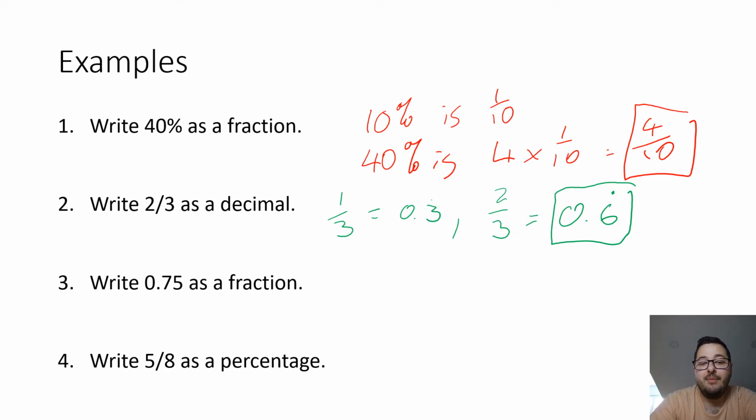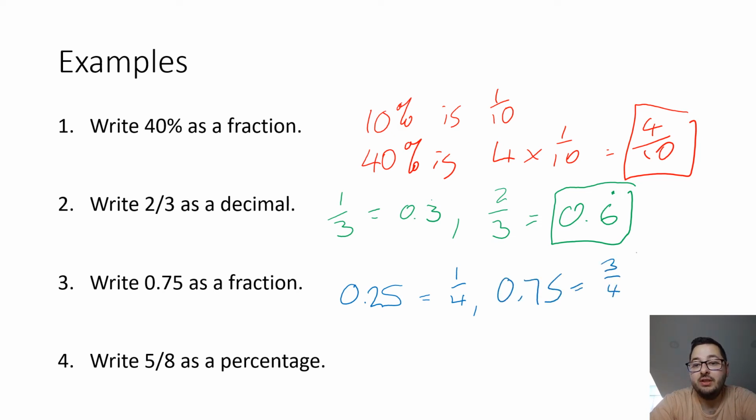Okay, number 3, write 0.75 as a fraction. Well, you might remember that 0.25 is the same as a quarter. So to get to 0.75, you times it by 3. So 0.75 is 3/4. Okay, so just imagine, maybe if you took a screenshot, just imagine you've got that table with you and you can just use it to find connections between these numbers.